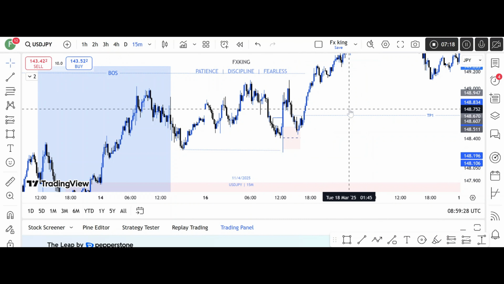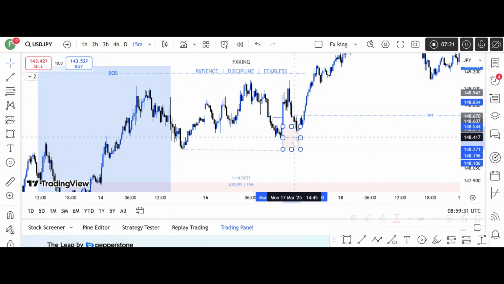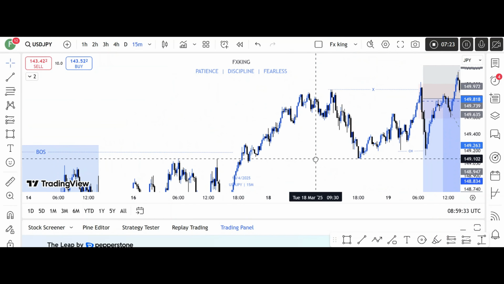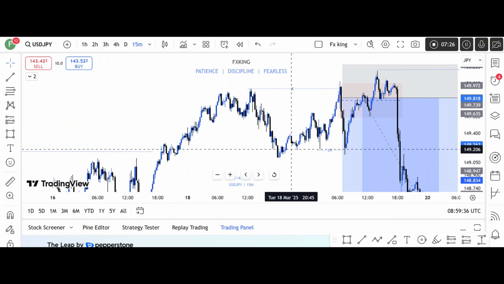So that's a trade I did not cash as well. Majority of the markings you see on my chart are trades that I got. So let's go to a different trade I had here.